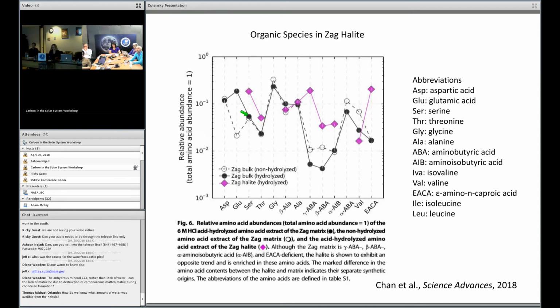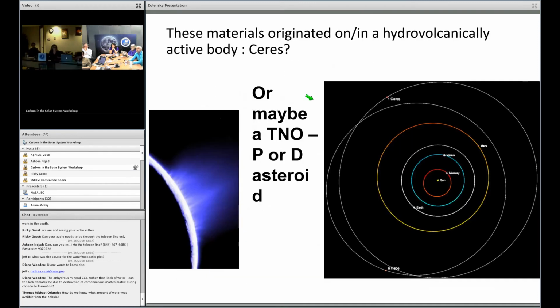So the purple dots are excesses of amino acids over the background in the meteorite. So where there's purple dots higher than the white or black spots, that's amino acids that are at higher level than you're seeing in the background, essentially. It's pretty amazing that these survived for so long. And this is really hard to do. Anyway, I'll go on. This is published in Science Advances this year.